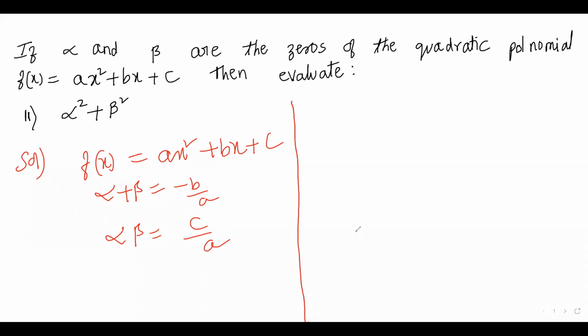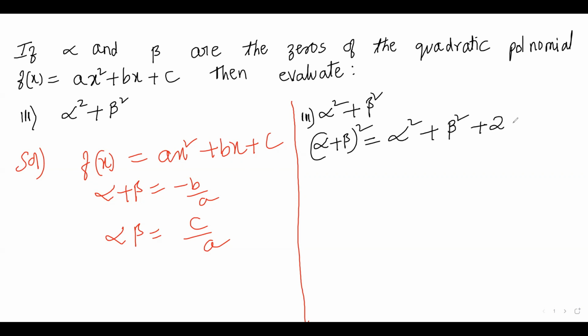So in this particular problem, they are asking us to find alpha square plus beta square. Very interesting problem. I think this is the third bit. Now we can get alpha square plus beta square from the alpha plus beta whole square formula. Alpha plus beta whole square is nothing but a square plus b square plus 2ab. Alpha plus beta whole square is alpha square plus beta square plus 2 alpha beta.